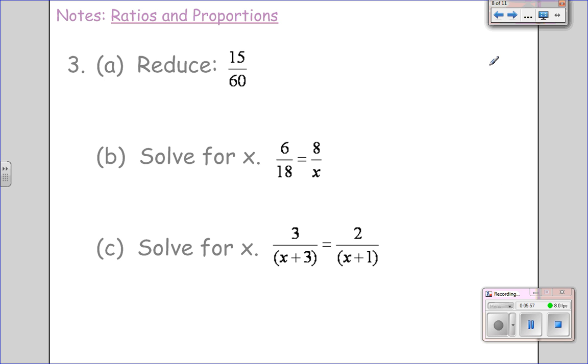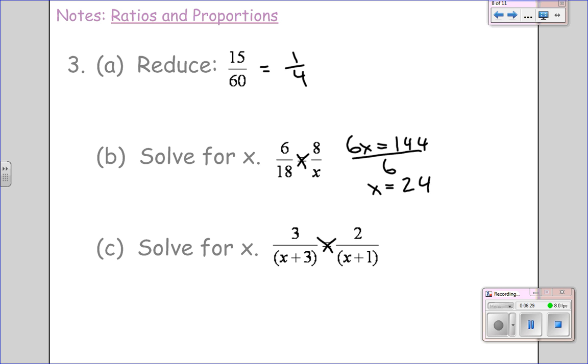All right, so once again, pause the video. Try these 3 questions out for me. All right, first off, if you didn't see that 15 went into both 15 and 60, you could have typed it in your calculator and got 1 over 4. For letter B, we're going to cross multiply. 6x equals 144. Divide by 6, so x equals 24.